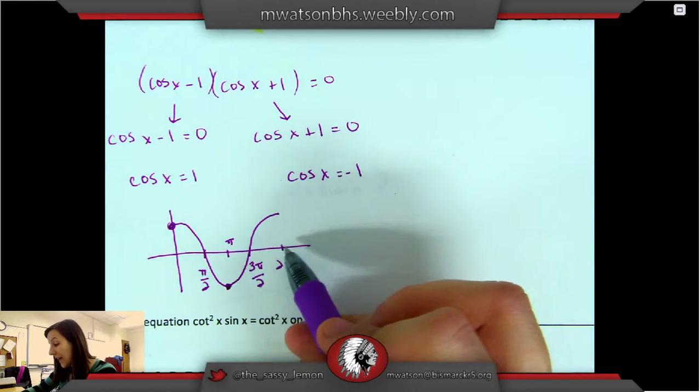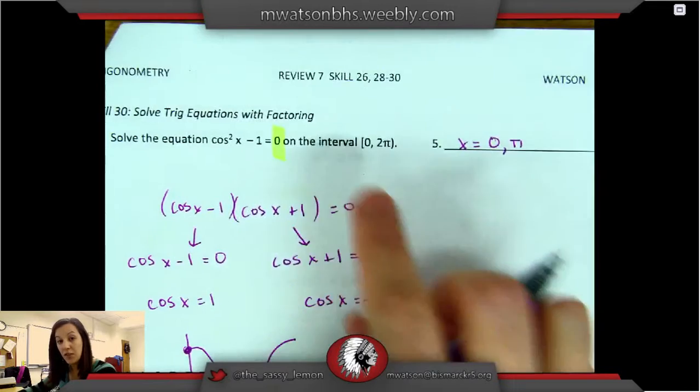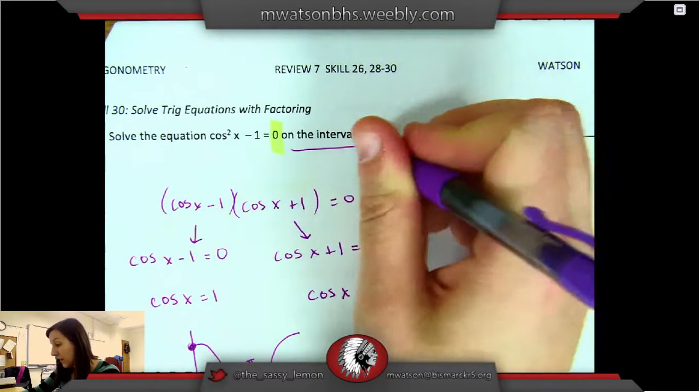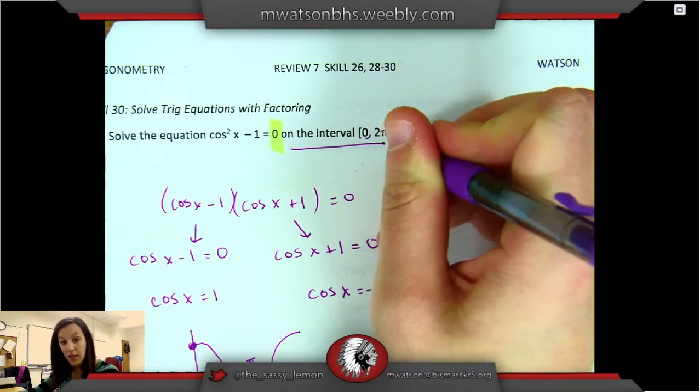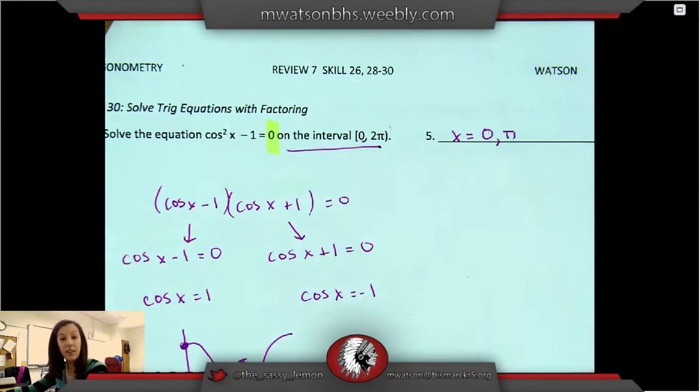I'm not going to count 2 pi because that's the start of another rotation. Notice up here it says on the interval 0 to 2 pi with a parenthesis here. That parenthesis means not including 2 pi. So this is it. That's our final answer.